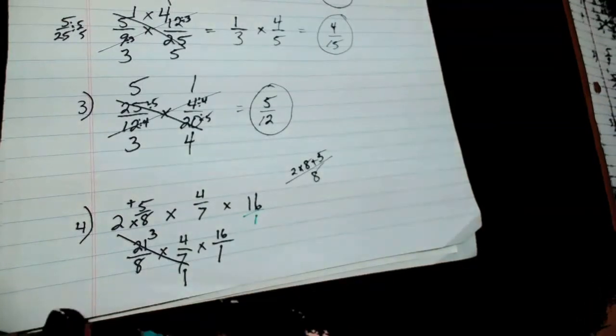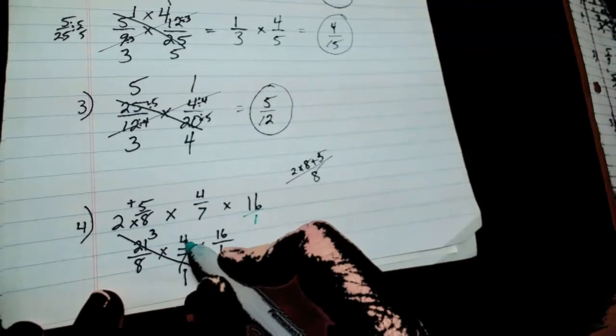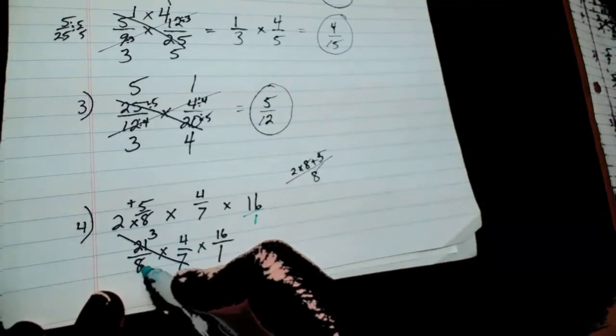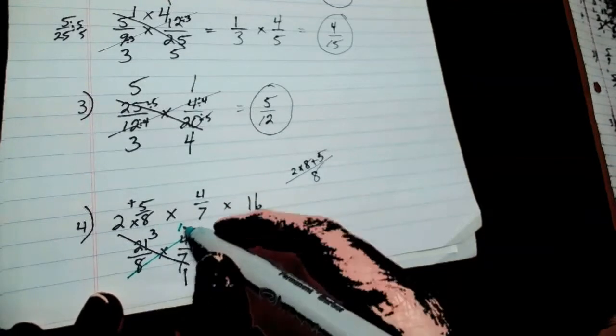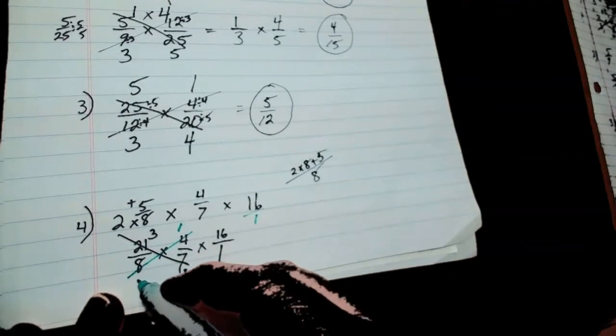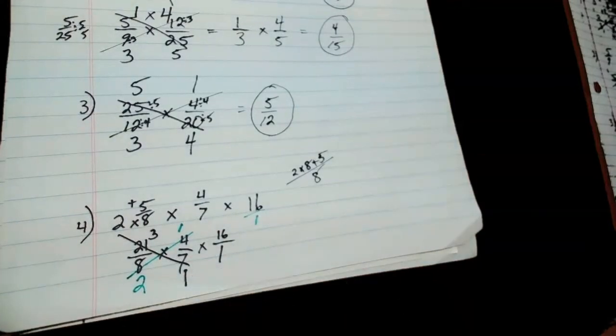And then I look at my 4 and my 8. Well, 4 will go into 4, and 4 will go into here. So 4 divided by 4 gives me 1. 8 divided by 4 gives me 2. Now I can go ahead and multiply. I've really knocked this down quite a bit.